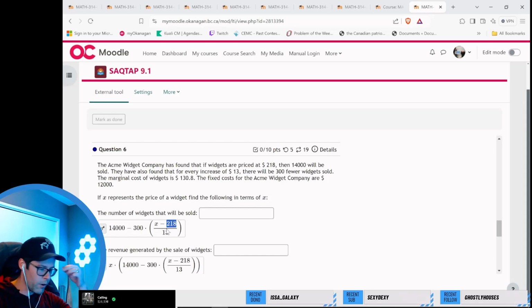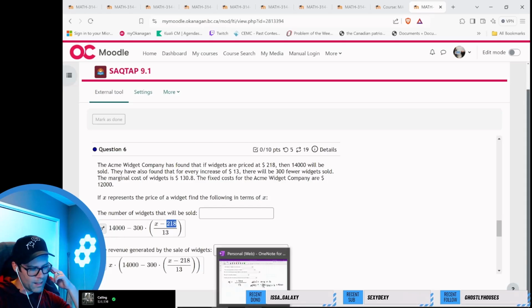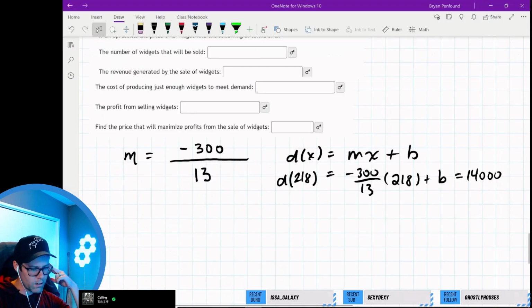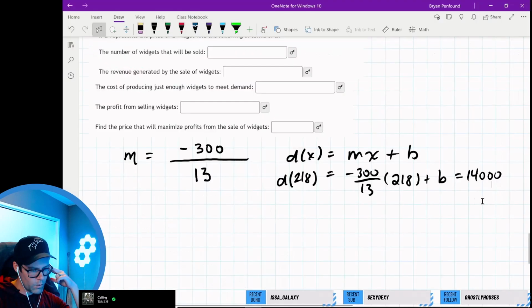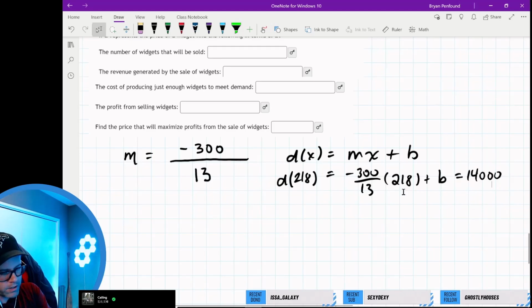Oh, that's the 0th. I see what they're doing. That's the 0th term. Because we know when x is 218, I get 14,000. Yeah, I see what they're doing there. That's a really odd way to do that. So I do have the correct slope. So I should be able to use this number, even though it's not a very pleasant number, to get the job done.